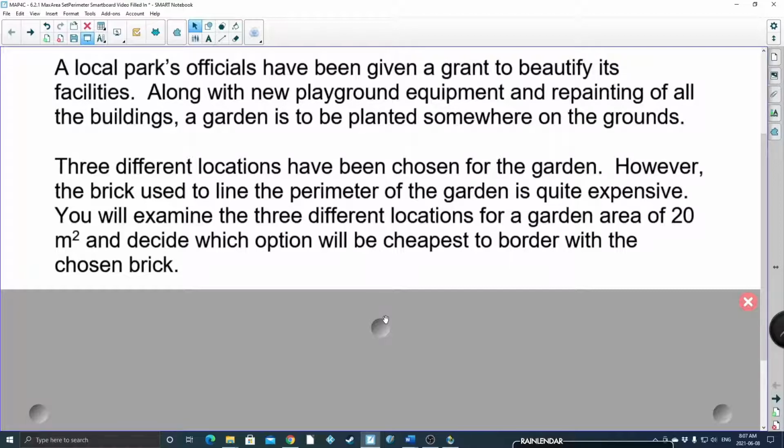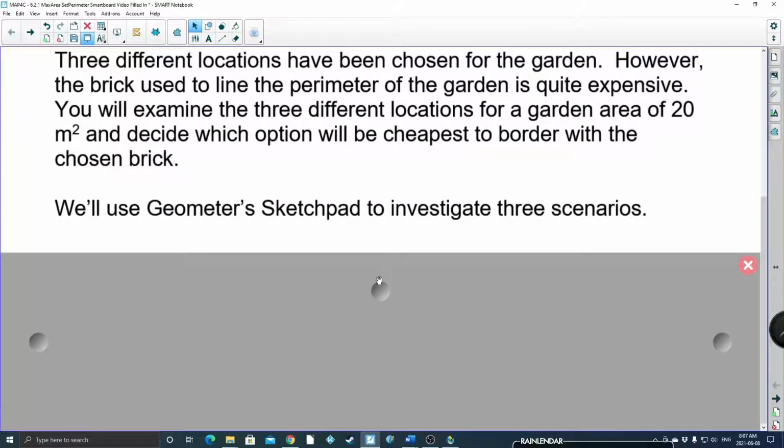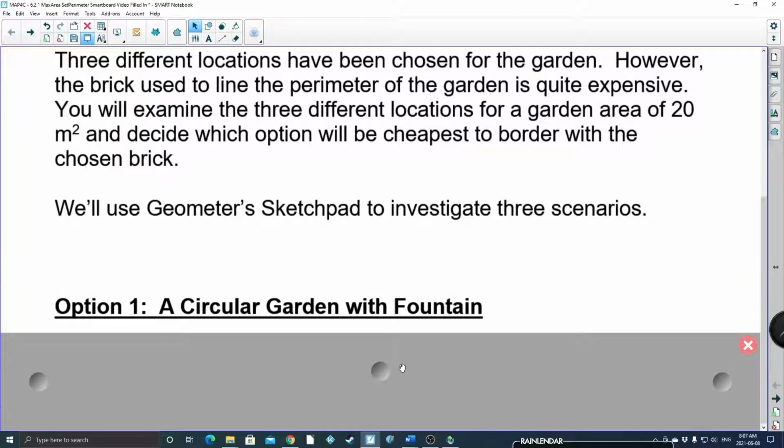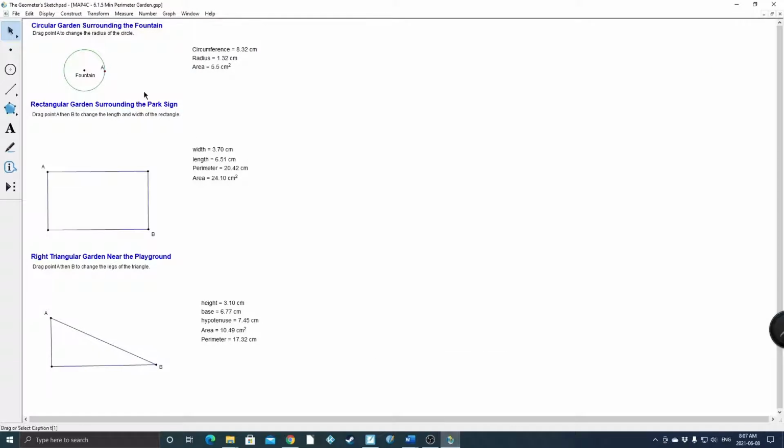So we're specifically doing 20 square meters, and that has to be the area of the garden. We're going to use Geometry Sketchpad to investigate 3 different scenarios in this. And the first one we're going to do is a circular garden with a fountain. So if we go and take a look at the Geometry Sketchpad here, here are the 3 different shapes we're going to use, but we're starting with the circular garden.